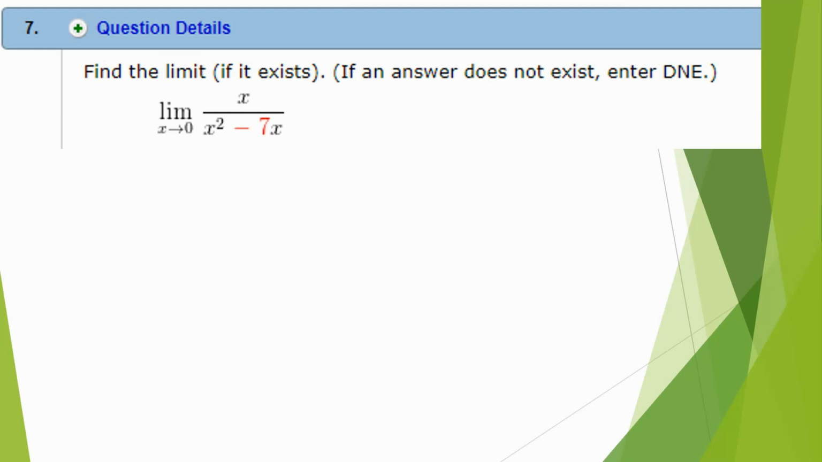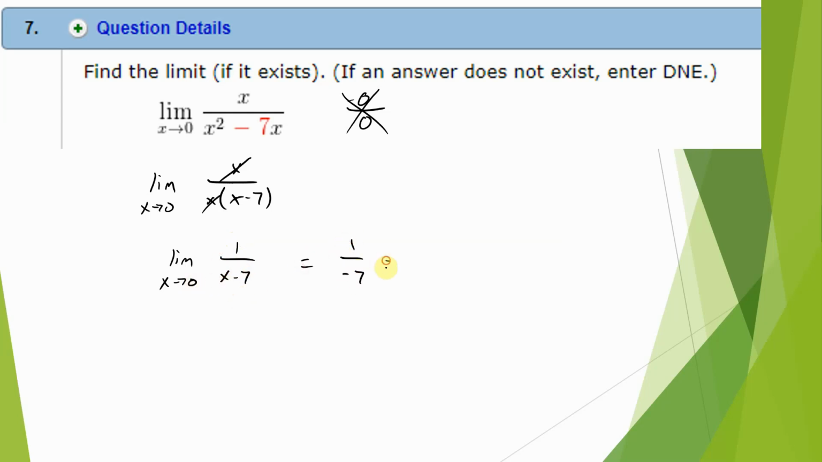Number 7, find the limit if it exists. So what happens if I plug in 0? I get 0 over 0 squared minus 7. I still get 0. So this is an indeterminate form. So that means that I can't do that. So I need to do something here. If I factor the x out of the bottom, it leaves me with x minus 7. So we can cancel the x's out, and we get the limit as x approaches 0 of 1 over x minus 7. Now I can plug the 0 in, and I get 1 over negative 7, or negative 1/7.